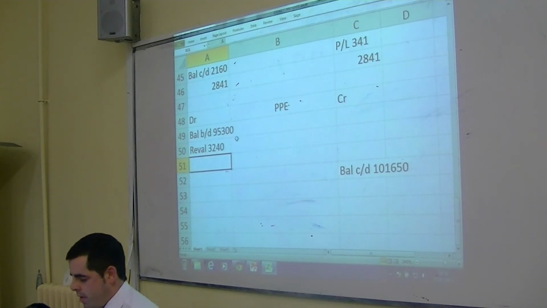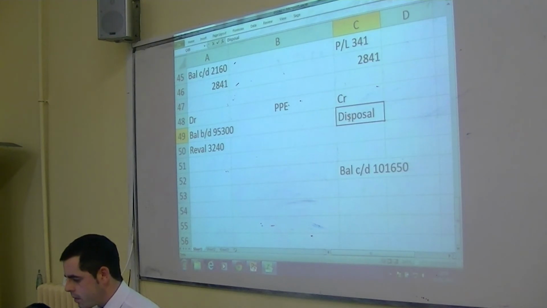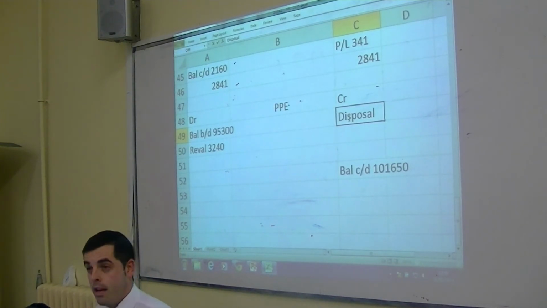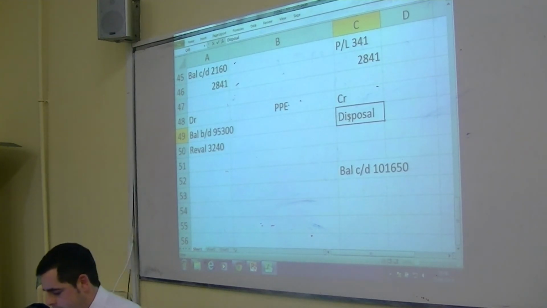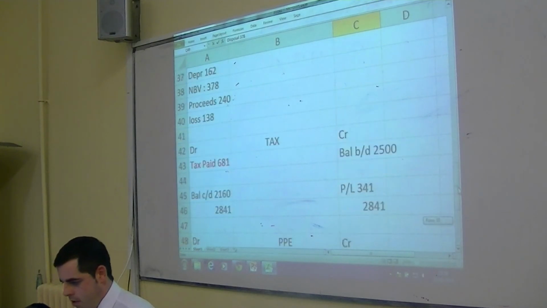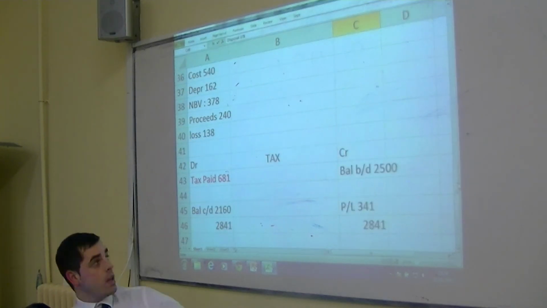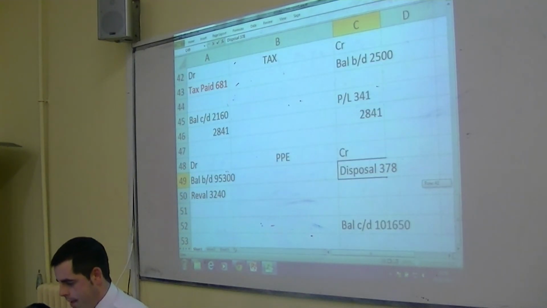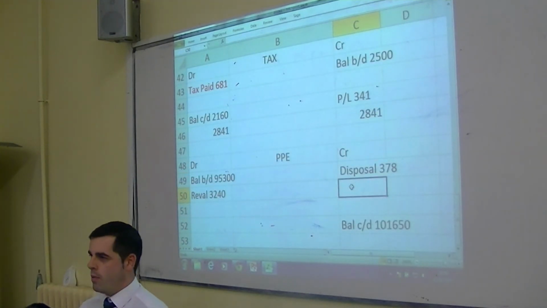Now, if we jump over to the other side, what we have on the other side is our disposal. Now, our disposal, and just remember, these are all net book value figures. So how much was it? 378 was our net book value, yeah? And we have that, just to refresh, that was up here in our working, 378. So net book value. That's something you might put in as cost in a hurry, so just watch out for that.